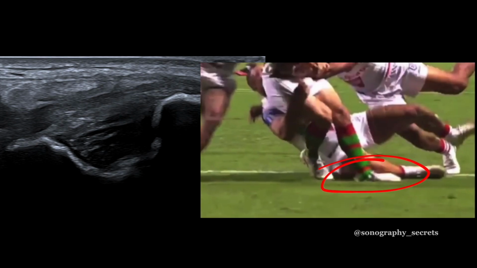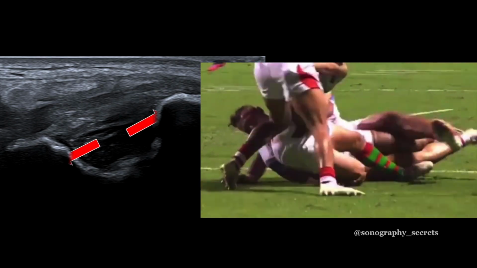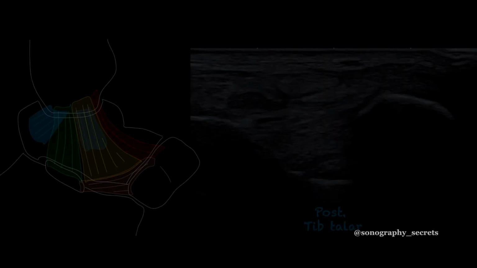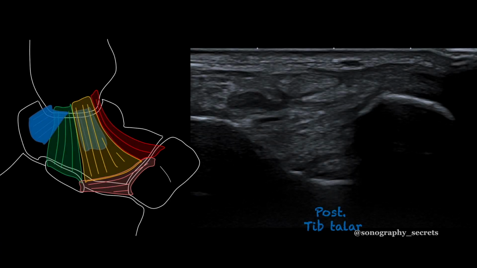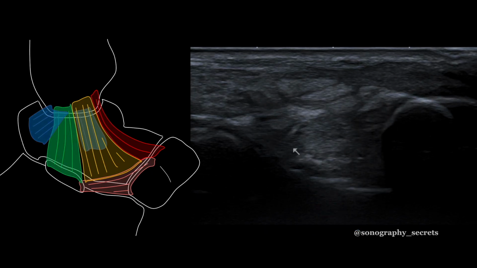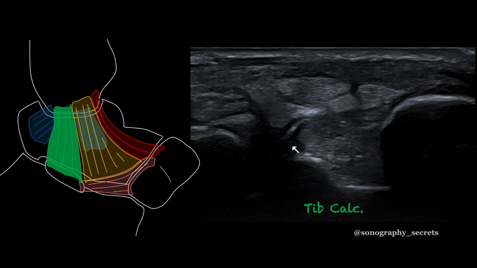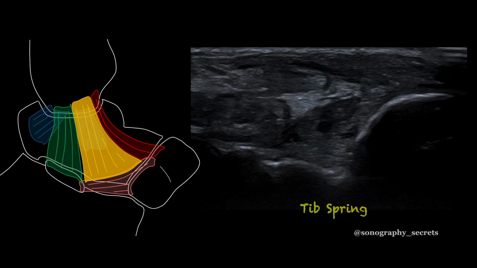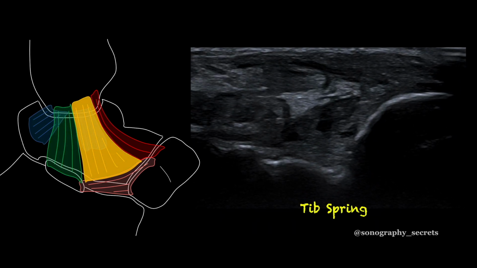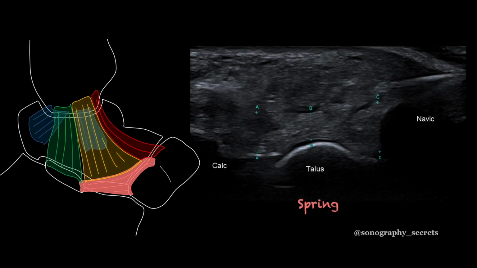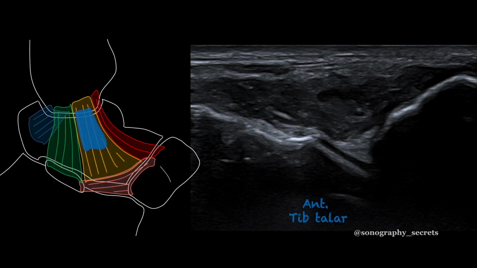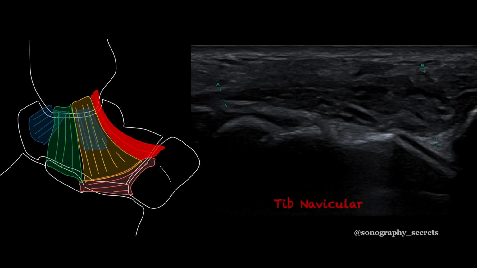In an eversion injury, often the syndesmosis will be injured, but this can also affect the deltoid, and so differentiating these ligaments can be helpful. In this example, the posterior tibio-talar and spring ligaments remain intact, but we have a partial tear of the tibio-calcaneal component and a high-grade near-complete tear of the tibio-spring, anterior tibio-talar, and tibio-navicular ligaments.